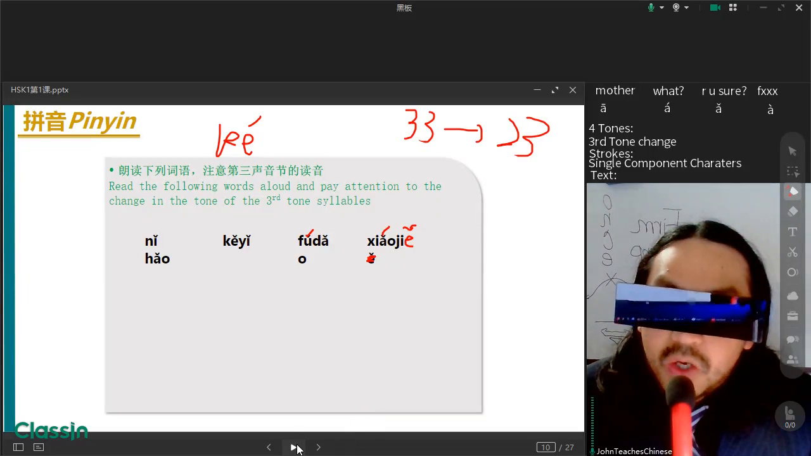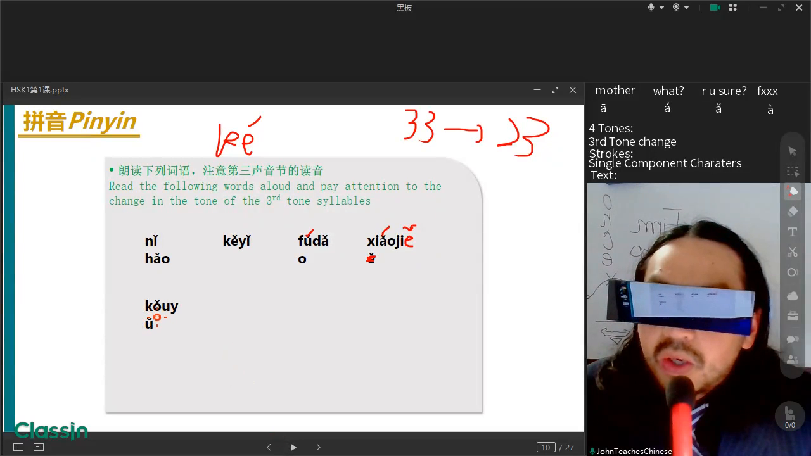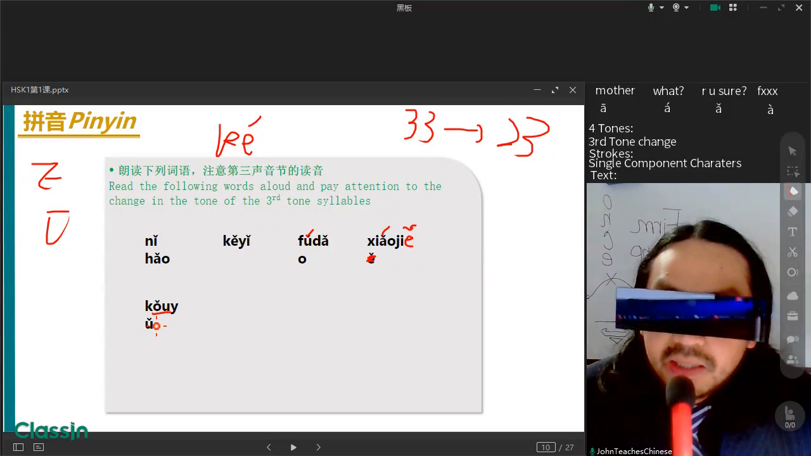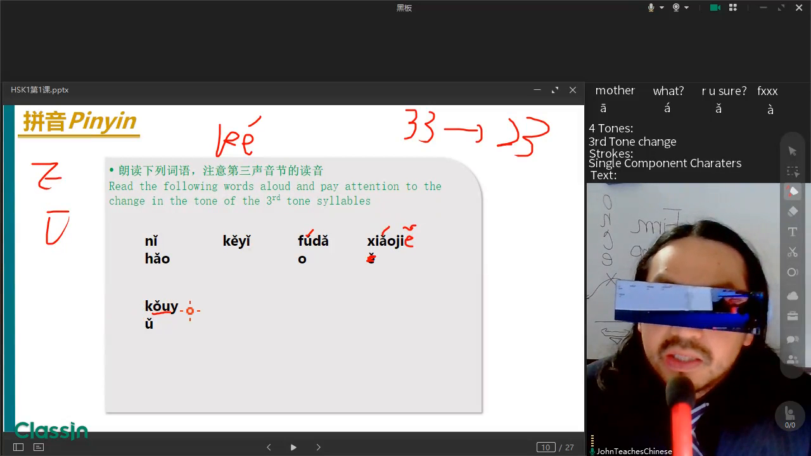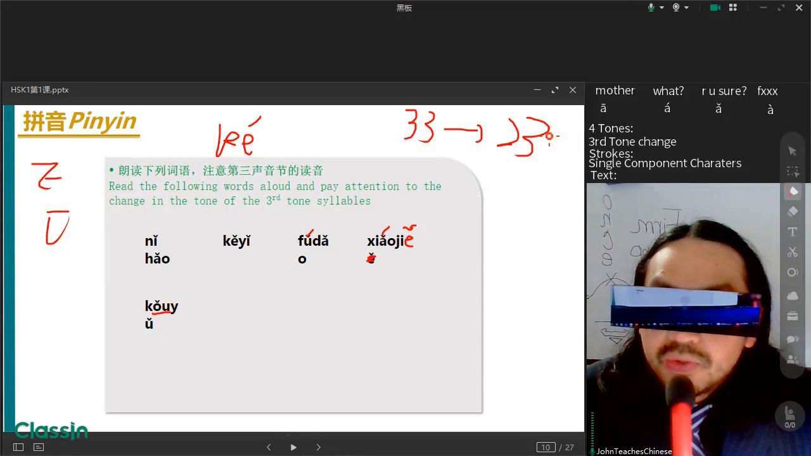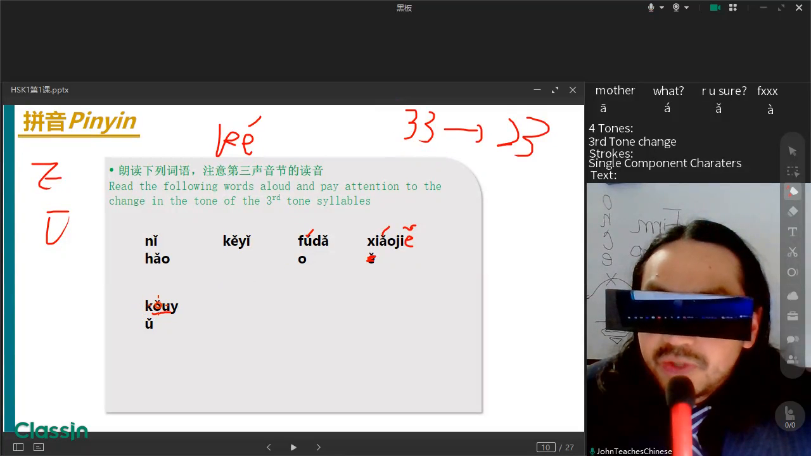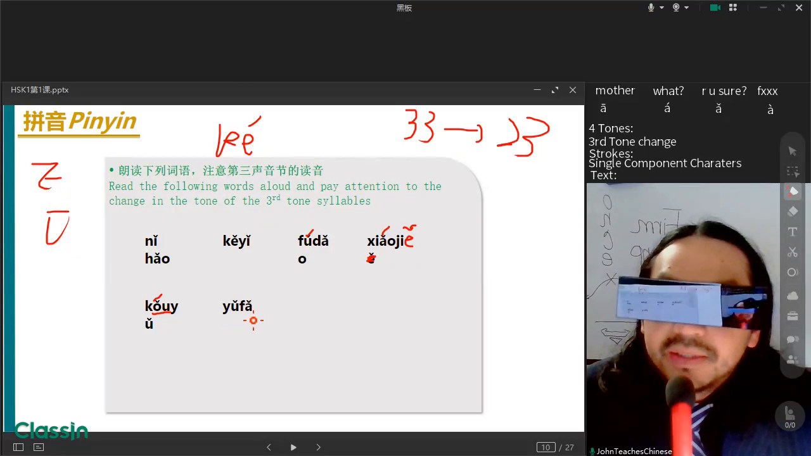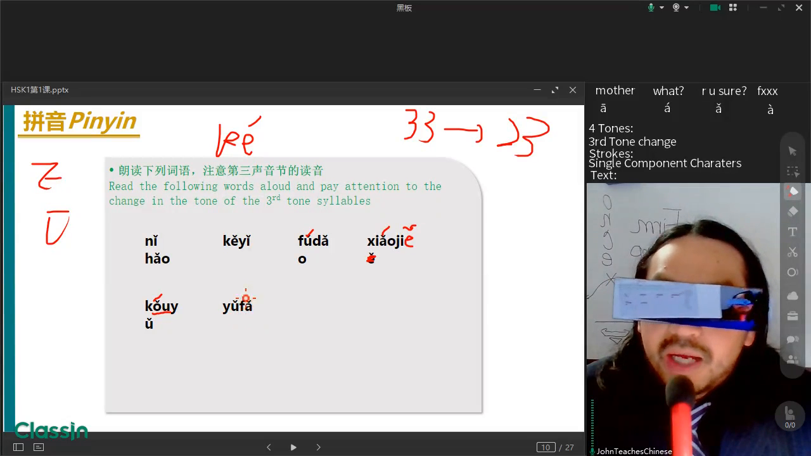口, this one reads O, just like the English letter O. 口, third tone. 口语, which means spoken language. Of the two third tones, you have to change the first 3 into 2. 口语. 语法, which means language law, which means grammar. 语法, you have to change it.